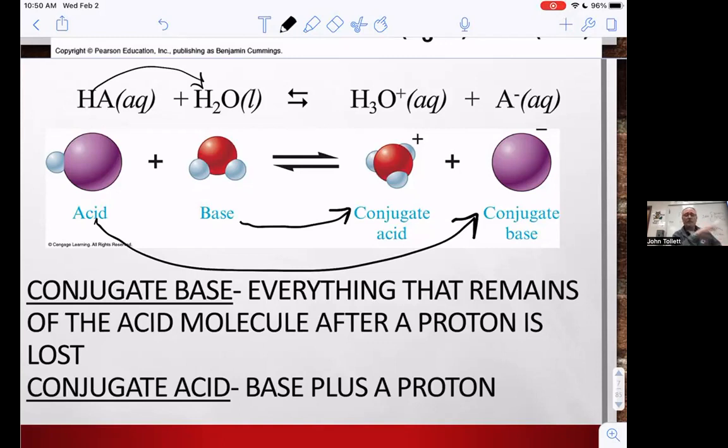Your acid and base are going to be on your reactant side. Your conjugates are always going to be the things that are produced. Regardless if you're going in a reverse direction, we're still going to say the acid and base are on your reactant side, and the conjugates, of course, are your products.